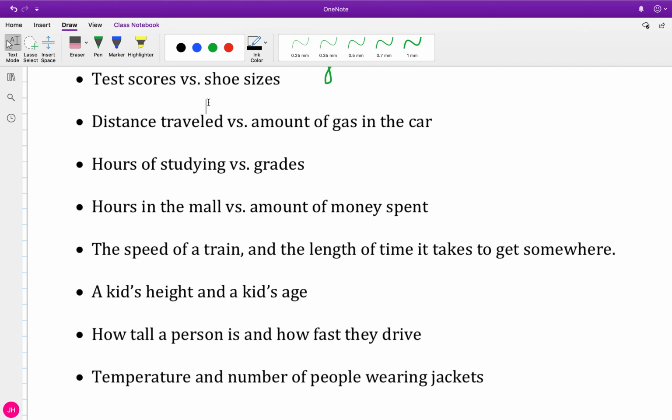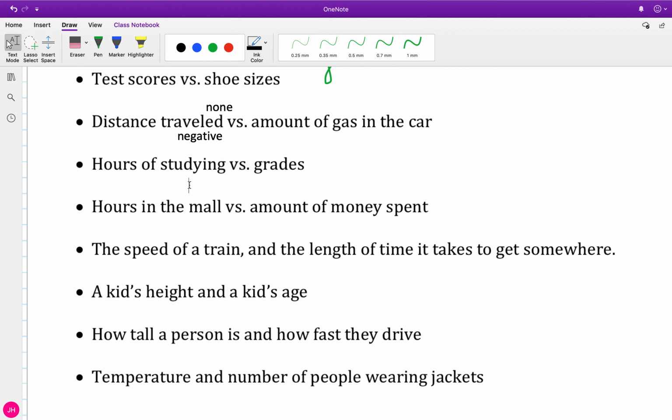Right, so test scores and shoe sizes, there are none. Your shoe size has nothing to do with your test scores. This one's a little bit trickier. As you travel, you use up more gas. You have less gas in your car. So as you go further, you have less gas. So this one would be negative.